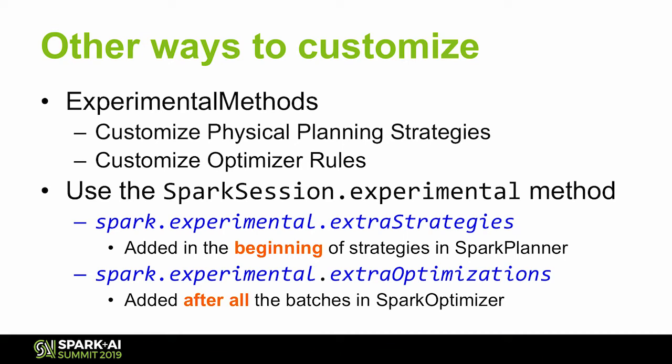And you would call spark.experimental.extraOptimizations to pass any optimizer rules to Spark. And if you want to add any physical Spark strategy, you would use spark.experimental.extraStrategies to pass any of your Spark strategies. One thing to note here is the location where this gets added is slightly different than the extension points API. The extra strategies will get added in the beginning of the strategies in Spark Planner. And for the optimizer rules, it gets added after all the batches in the Spark Optimizer.